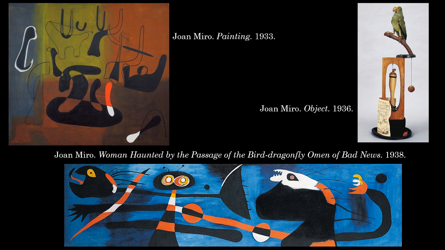So the work along the bottom seems to have a bit more narrative to it, and we get that right away from its long title, Woman Haunted by the Passage of the Bird Dragonfly, Omen of Bad News. Now, the bold colors and organic or biomorphic shapes are typical of Miró's style, but the dark or haunting quality was not. The three interlocking figures here create a sense of tension, aggression, and fear.